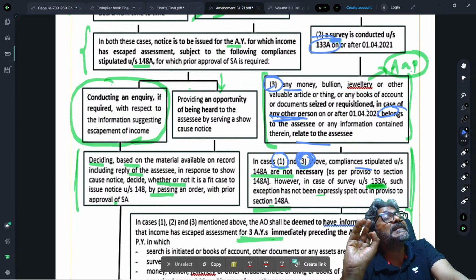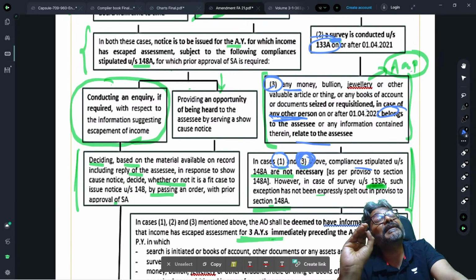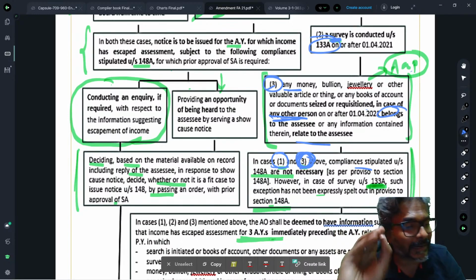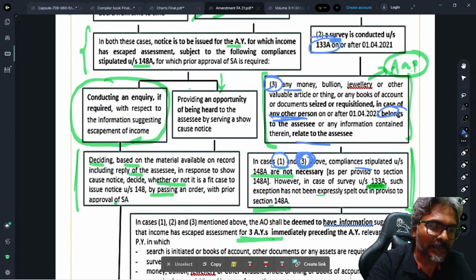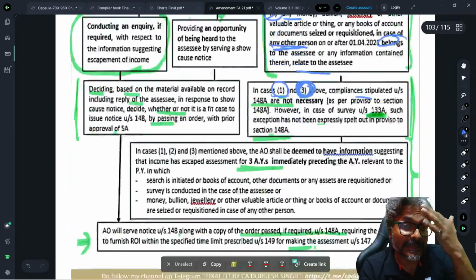But for that, will the AO be required to conduct the inquiry before he gives the notice of 148? Will he have to conduct the inquiry of 148A before he gives the notice of 148? Answer is yes, he has to. So the notice of 148A will be required in this case, students. And that exactly is the point, students.